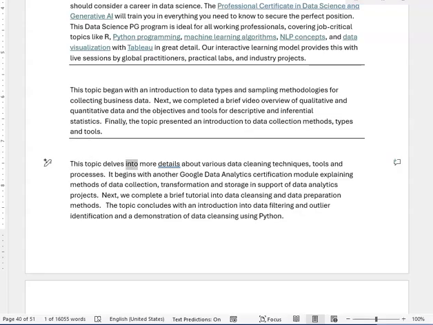This topic delves into more details about various data cleaning techniques, tools, and processes. It begins with another Google Data Analytics certification module explaining methods of data collection, transformation, and storage in support of data analytics projects. Next, we complete a brief tutorial into data cleansing and data preparation methods. The topic concludes with an introduction into data filtering and outlier identification and a demonstration of data cleansing using Python.